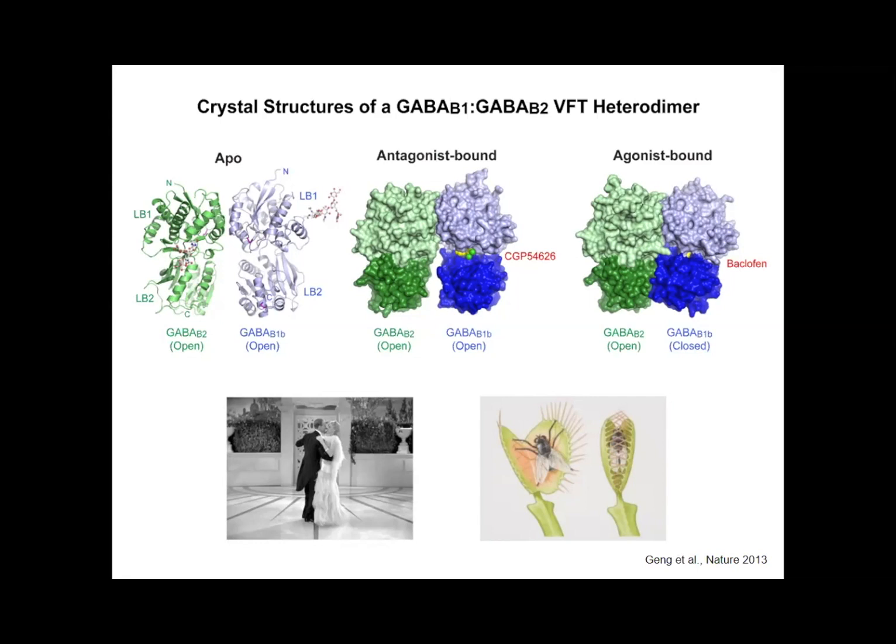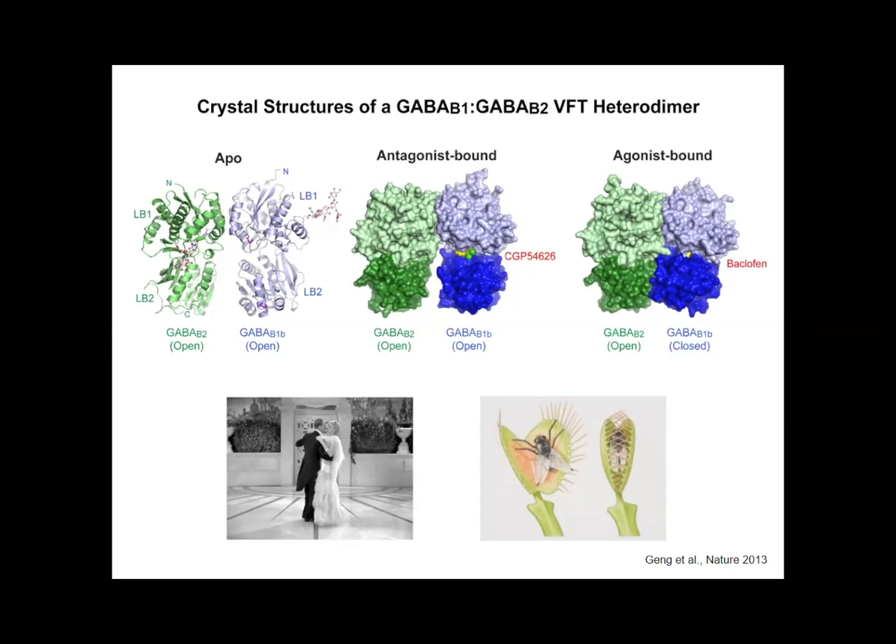Within each receptor complex, the two subunits bind to each other in a side-by-side fashion, but face opposite directions. The dimer arrangement looks like Fred Astaire and Ginger Rogers dancing cheek to cheek. The apo and antagonist bound structures closely resemble one another. Both subunits adopt an open conformation within these complexes. The open-open configuration corresponds to the inactive state of the receptor.